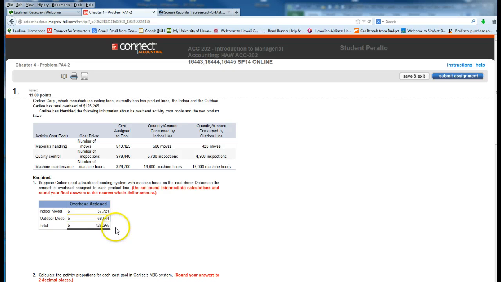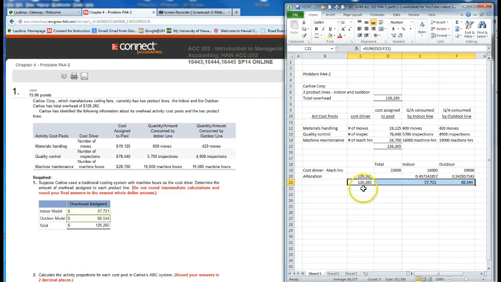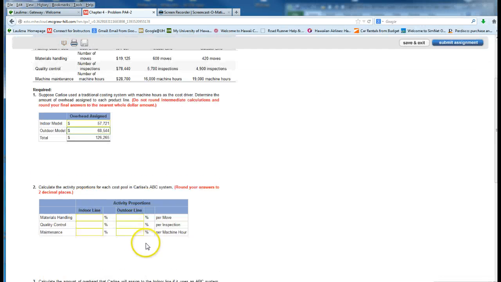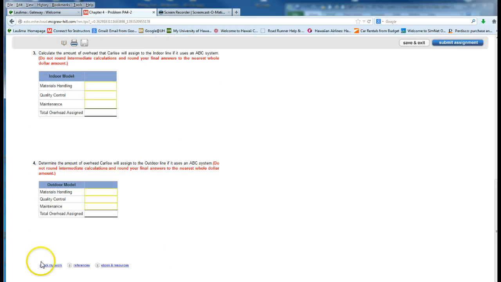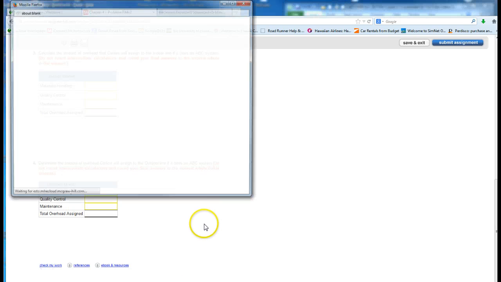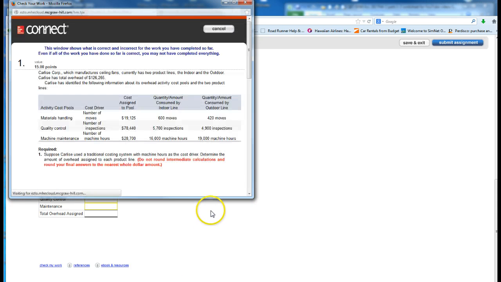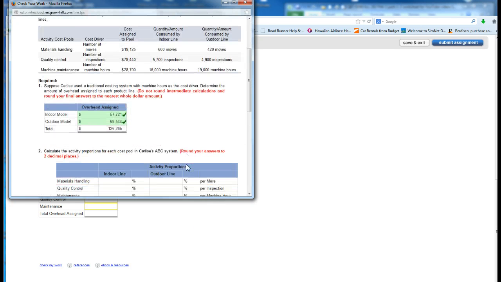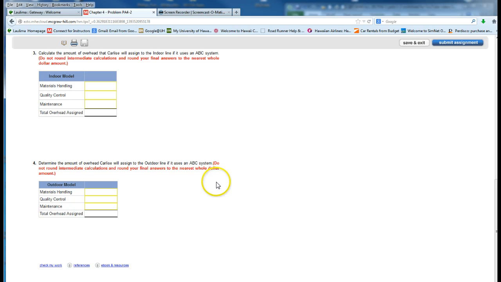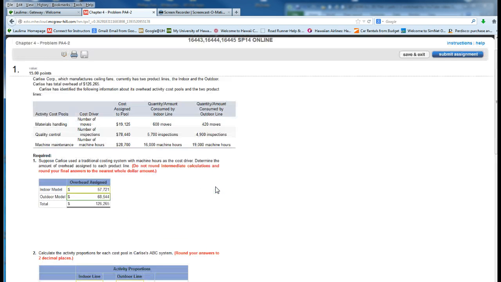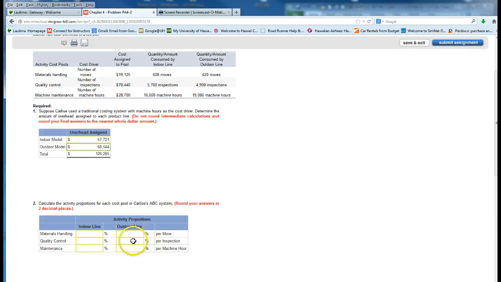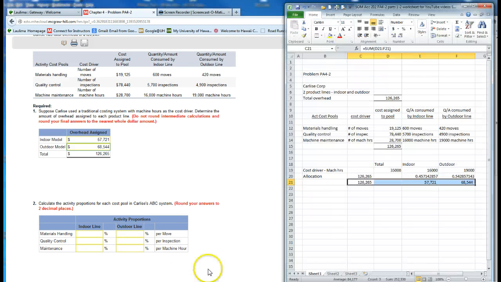68,544, and as you can see, the total comes up automatically, 126,265. And so we want to see if that is correct. And we are okay. All right. So we can go back to our problem here and work on number 2.